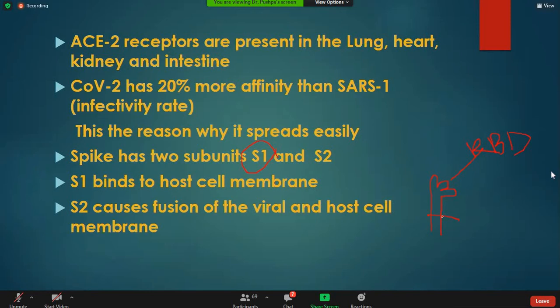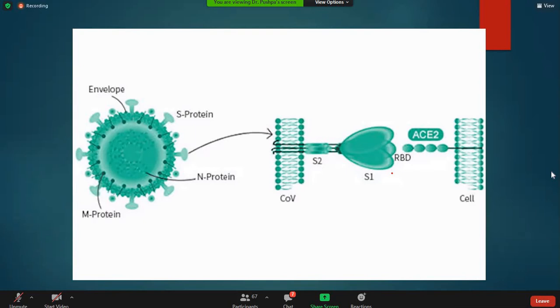Okay, and by knowing S1, S2, and everything, the clinicians were able to treat the disease in the best possible way and to design vaccines for the treatment of this disease. Okay, so again, the crooked picture that I drew is something like this. The RBD, the receptor binding domain, fuses with the ACE2 receptor. This is the human cell.